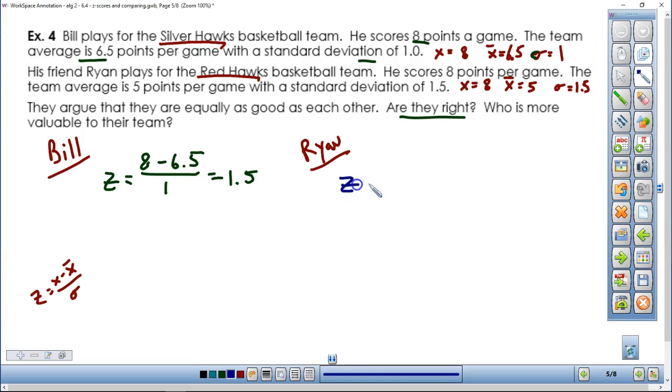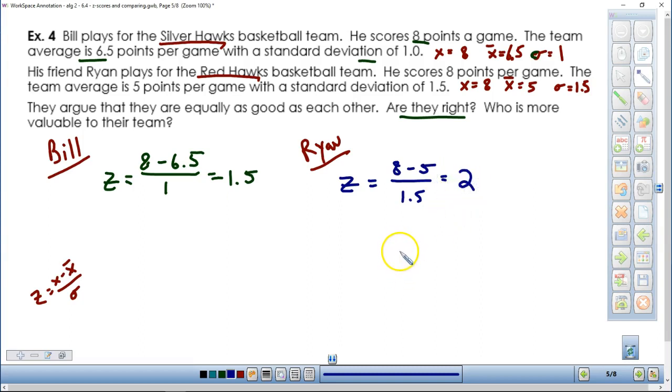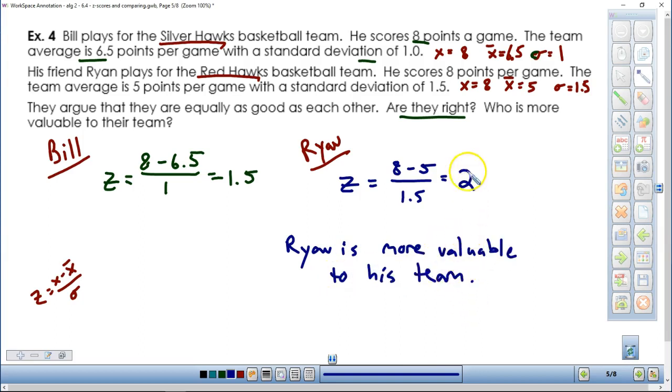So Ryan's z-score is going to be his score of 8 minus a different mean of 5 divided by a different standard deviation of 1.5. 8 minus 5 is 3. 3 divided by 1.5 is 2. So who has the higher z-score? Ryan. While Bill is only scoring 1.5 standard deviations above the mean for his team, the Silverhawks, Ryan is scoring 2 full standard deviations above the mean for his team. So Ryan is more valuable to his team because he is consistently scoring a higher number of standard deviations than the other players in his team.